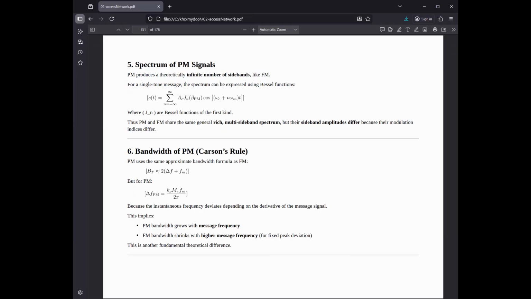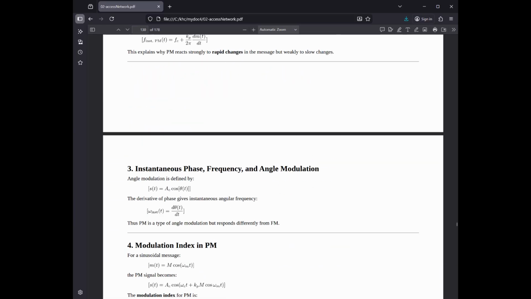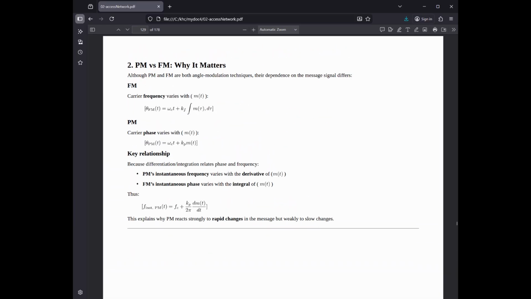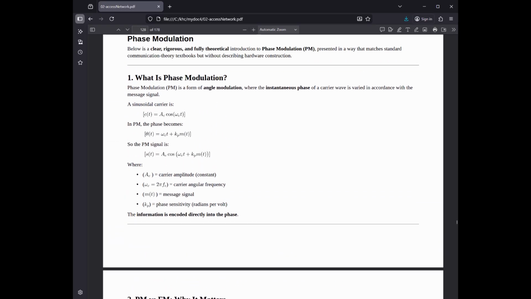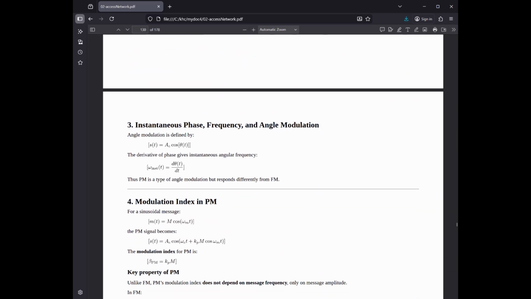The structure: carrier and sidebands. When a carrier is modulated by a single tone message, a sine wave, the resulting spectrum contains a center carrier at the original frequency, and sideband pairs located at fc ± fm, fc ± 2fm, and so on. The amplitude of the carrier and each pair of sidebands is determined by Bessel functions of the first kind. The order of the Bessel function corresponds to the sideband number.